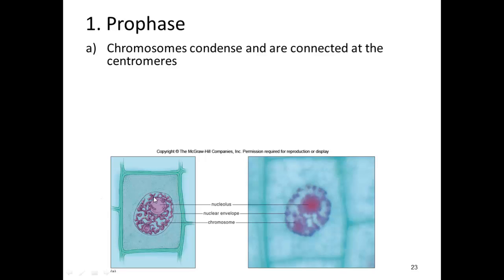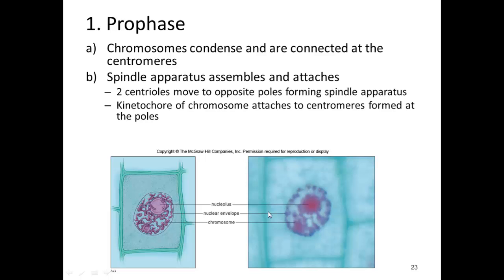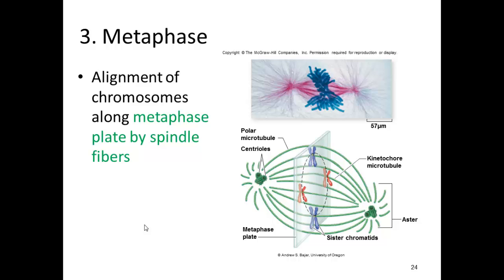You can see these light and dark areas. What's happening is the spindle apparatus is assembling, which is going to attach to the chromosomes and split them. The two centrioles move to opposite poles, forming the spindle apparatus. The kinetochore is the part of the chromosome that attaches to the spindle. The nuclear envelope also breaks down because you're going to have to separate and make two new nuclear envelopes.